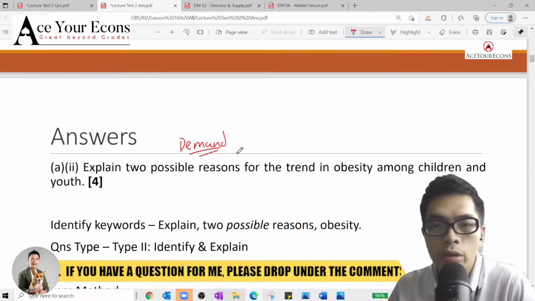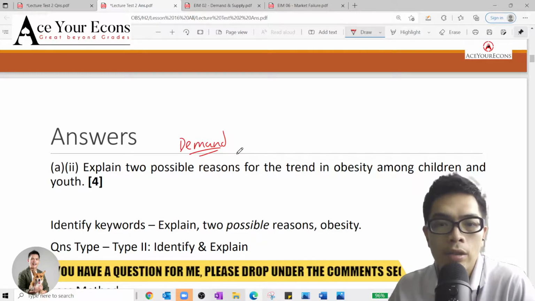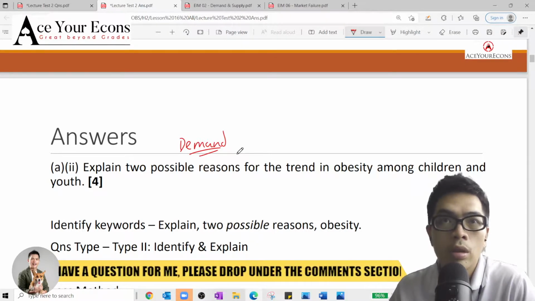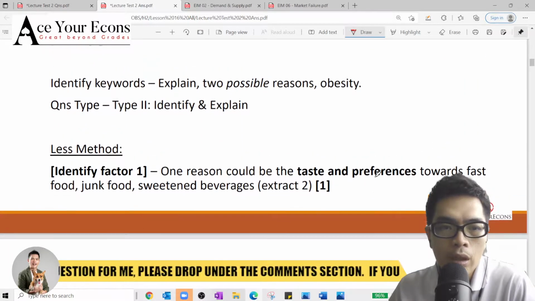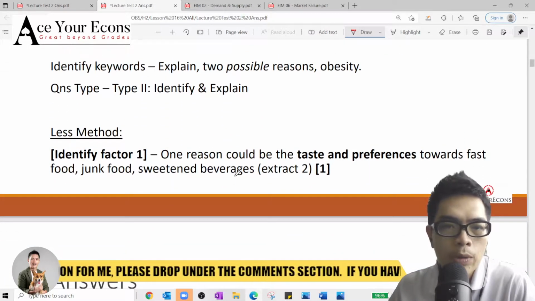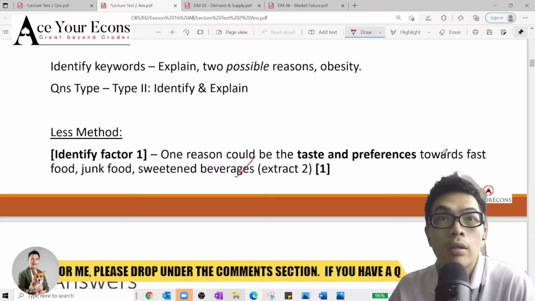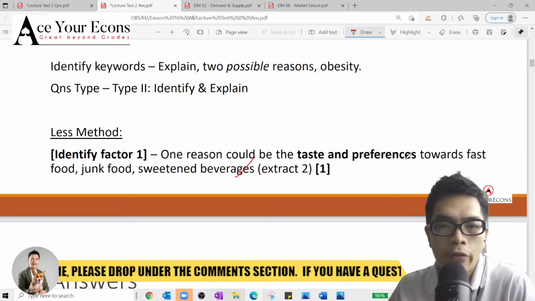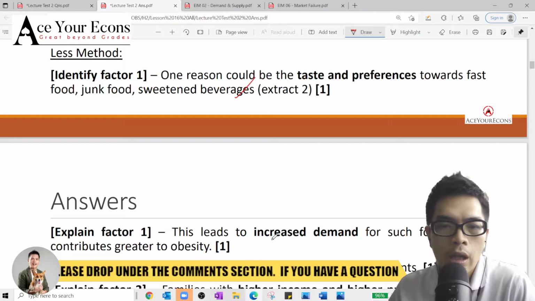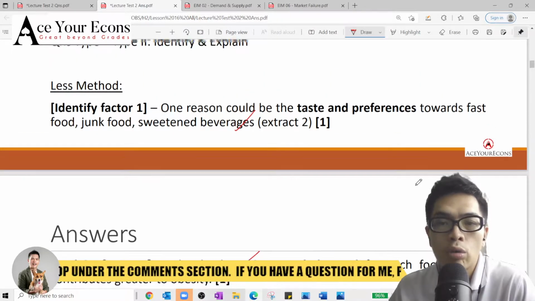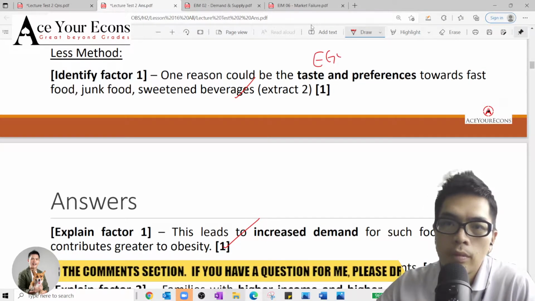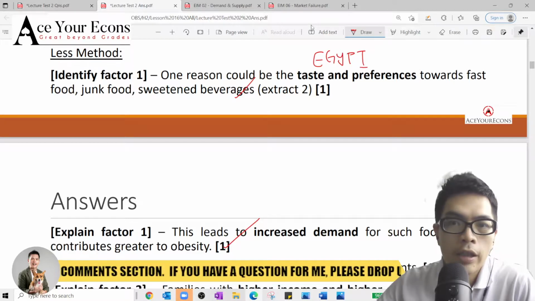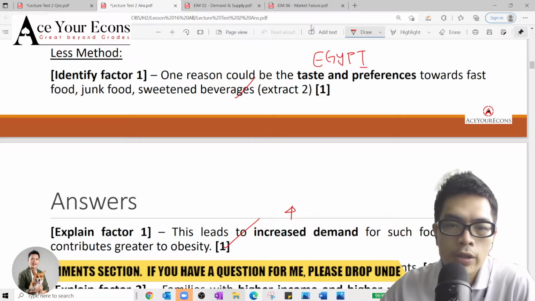Okay, I'm going to show you how some of the answers turn out. I have several combinations that you can consider. Most of the students brought out taste and preference, especially towards junk food. You can cite the extract, and this leads to an increase in demand for food, which leads to obesity. So notice that this is an example, under taste and preference, and this results in higher demand.